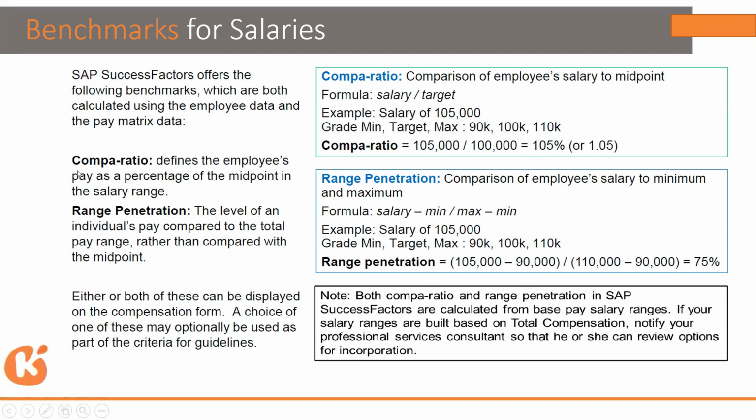Now, if you're coming from the MBA side of it, you will understand these two things. These are the two formulas: one for the comp ratio, and this one for your range penetration. But let me tell you what comp ratio and range penetration are. Comp ratio is done on 200%, and your range penetration is done on 100%.